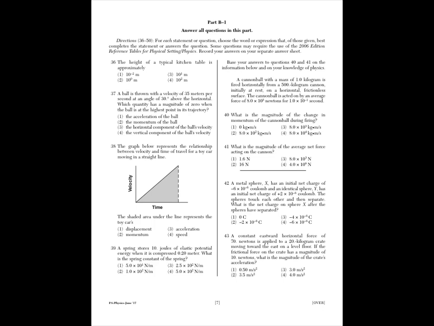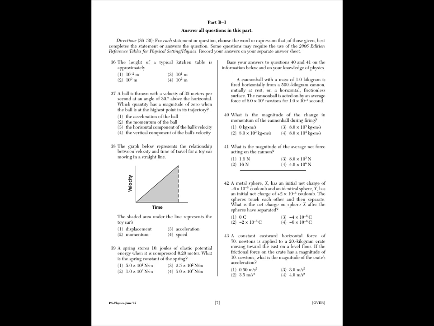Welcome back, everyone. This is now part B-1 of the 2017 Physics Regents. Part B-1 is, again, 15 multiple choice questions, but now these require a little bit of math skills involved from what I've noticed. Not so much entirely math skills, but it's also mixed in with content, and it's a little trickier. Now, we're going to start with number 36.